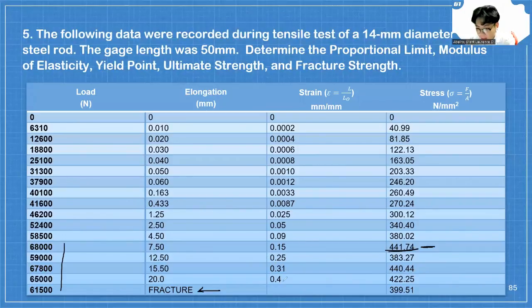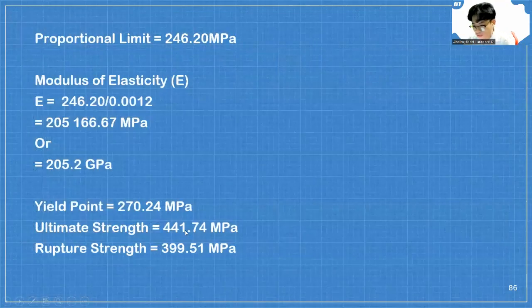By just looking at the data, we could get our fracture strength. Ngayon, kung makikita natin sa elongation, nandito na tayo sa ating fractures. And we could just simply get our counterpart o yung stress ng katapat nitong fracture na ito, which is ito, and this is our fracture strength. Our ultimate strength, 441.74 megapascals, and our rupture or fracture strength is 399.51 megapascals.